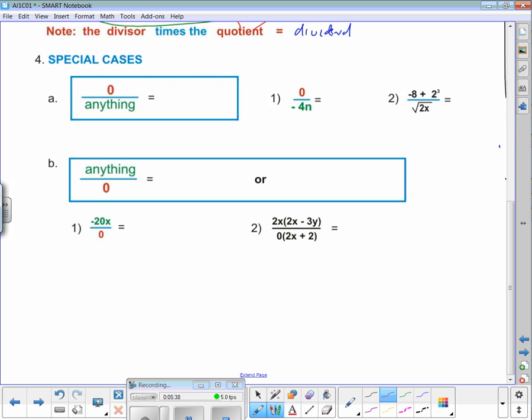Everybody says 0 divided by anything is 0. So example 1, 0 divided by negative 4n is 0. In number 2, isn't 2 cubed an 8? 2 times 2 is 4, times 2 is 8. 8 minus 8 is 0, so the answer to number 2 is 0. I don't care what's on the bottom, square root of 2x, y, z, q, d, whatever, as long as the bottom's not 0.